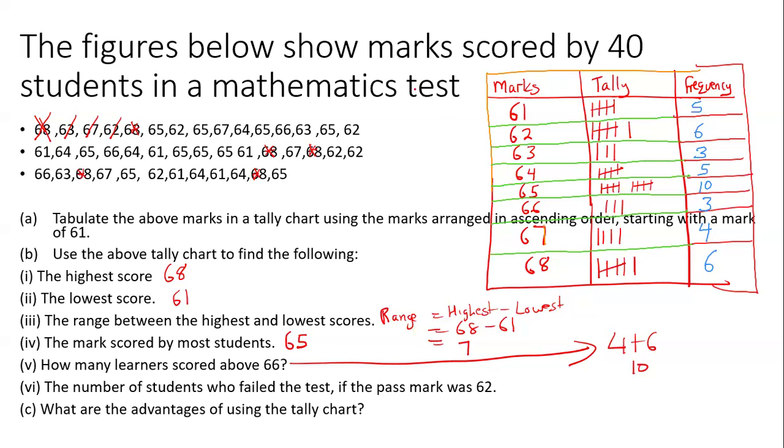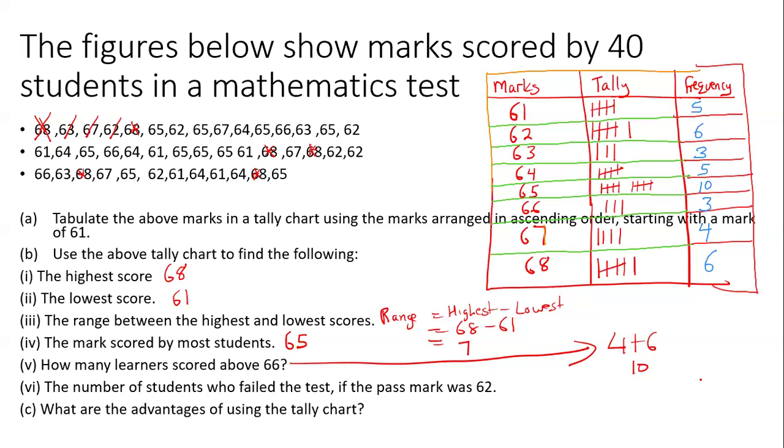Have you gone off, Pax, or you are still on? I'm still on. Tell us, if at all they had told you the number of students who scored below 63, what would you have done? I would have added those ones who got below, from 62 downwards. Good. Okay. Thank you, Pax.